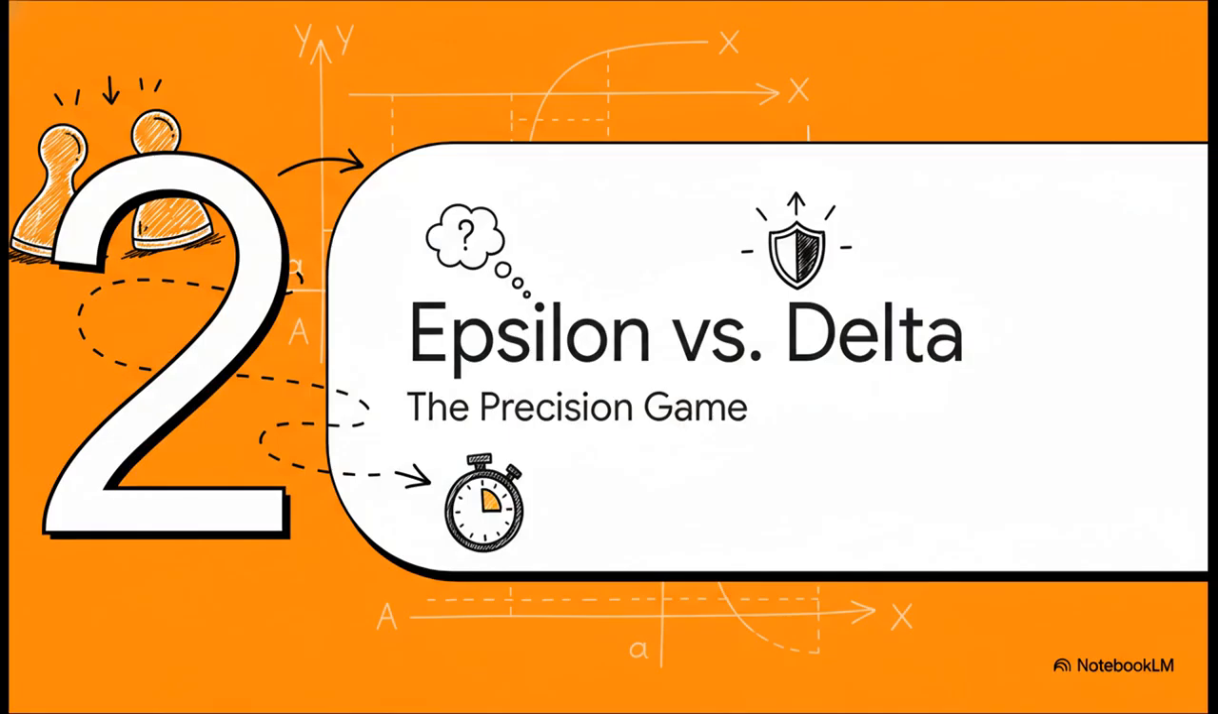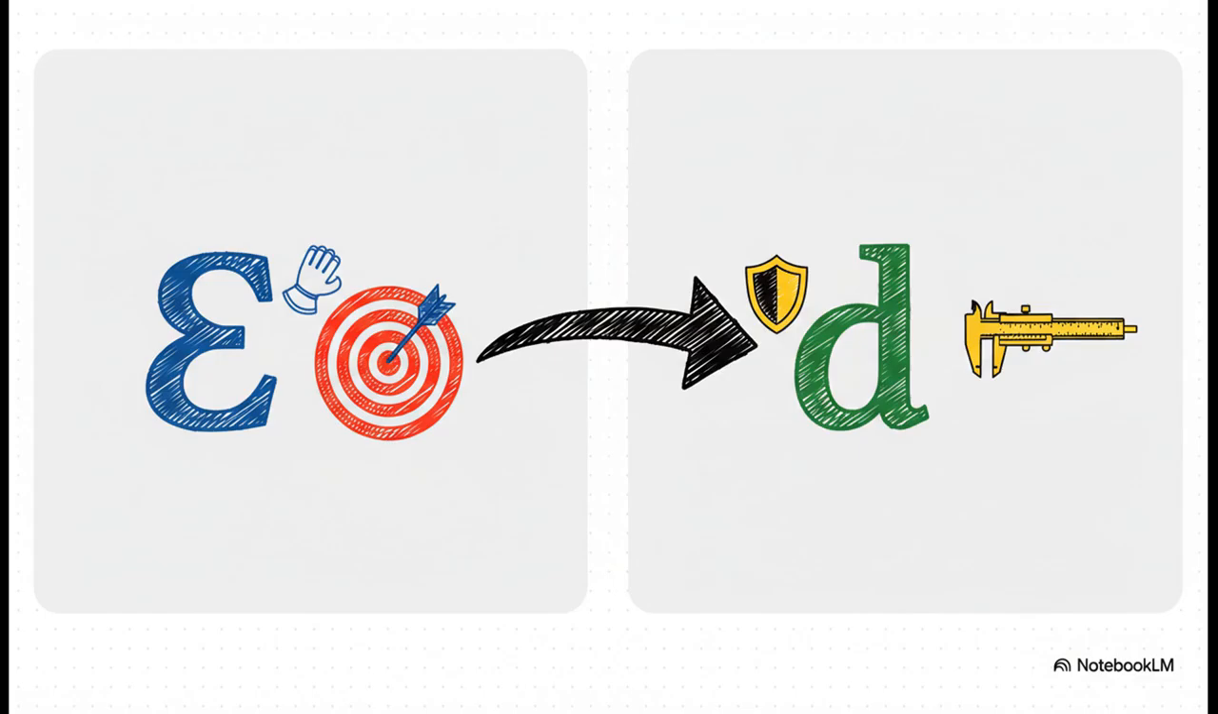And you can actually think of it as a game, a kind of challenge and response that gets to the core of what a limit truly is. So let's meet our two players. First up is epsilon, the Greek letter epsilon. Think of epsilon as the error tolerance, or the challenge. And on the other side, we have delta. This is the input range, or the response. Epsilon throws down the gauntlet, and delta has to respond.